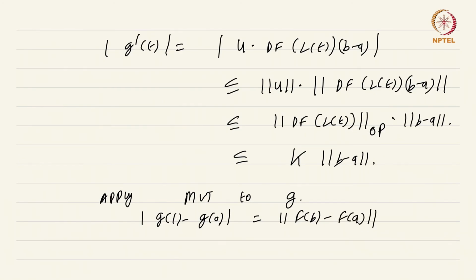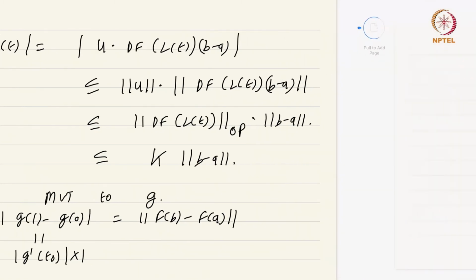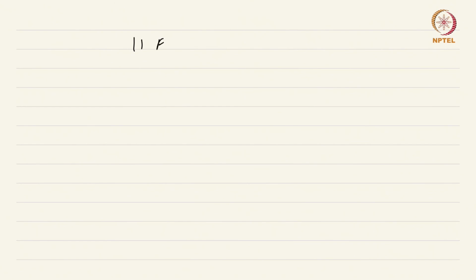So what does the mean value theorem say? Well, this is going to be modulus of g prime of t naught times 1 minus 0, which is just 1, where t naught lies somewhere between 0 and 1. So there is some point in the open interval (0, 1) such that this happens. So the net upshot of all this is that, combining these two, we get norm of f of b minus f of a is less than or equal to k times norm b minus a, as asserted. Okay, so this concludes the proof of the mean value theorem.